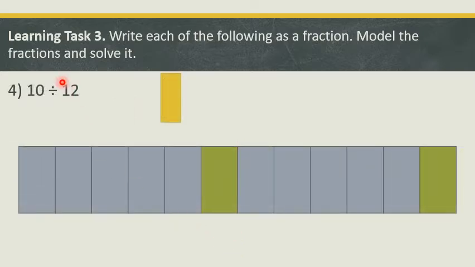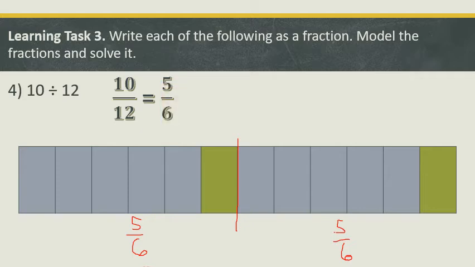Number 4, so 10 divided by 12. So, 12 yung hati. So, yung gray, yung shade natin. So, 1, 2, 3, 4, 5, 6, 7, 8, 9, 10. So, kung hahatiin natin to sa dalawa, so, anong fraction po ito? Itong unang side natin. So, ito po ay, ilan yung shade? 5. Ilang hati ito? 6. So, ito rin, ganoon din siya, 5/6 din. So, ibig sabihin, ang 10 over 12 ay equivalent sa 5/6.